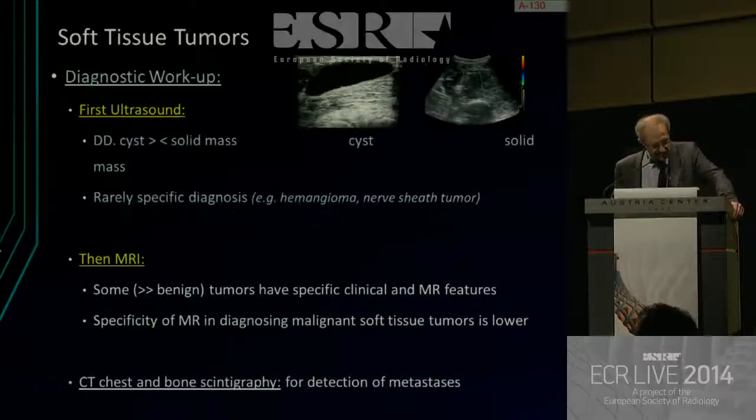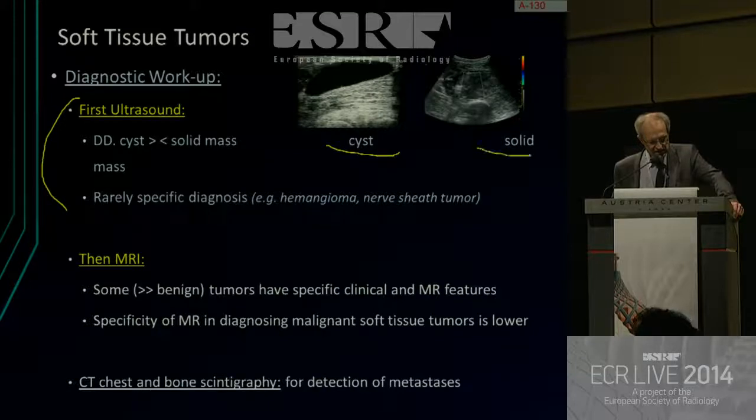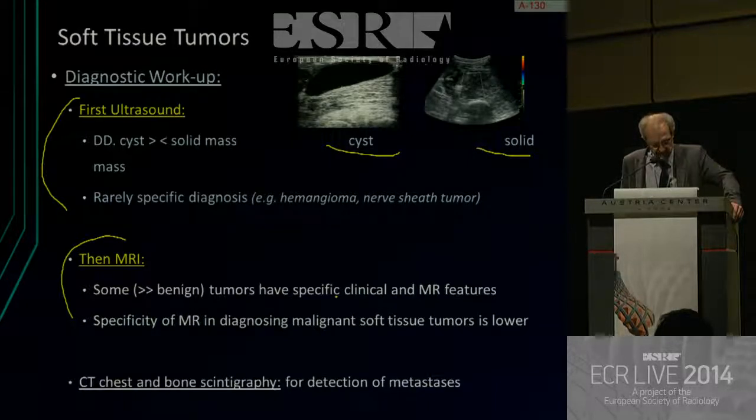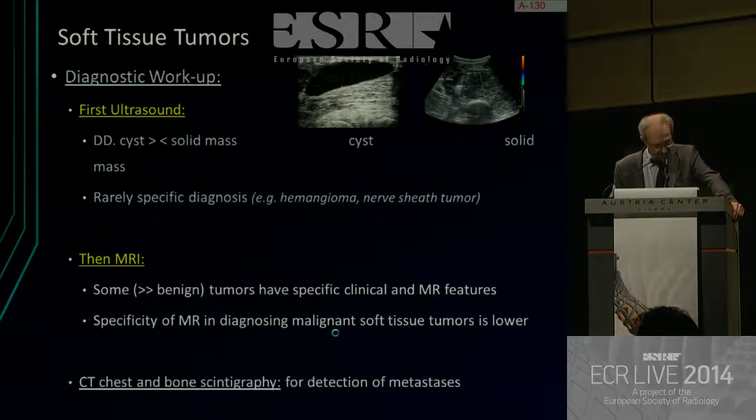Good. So first you do ultrasound. You can differentiate a cyst from a solid mass. Be careful with lipoma. And then you do MRI. And some tumors, mainly benign tumors, have specific signs, and you can give the diagnosis. Specificity for malignant soft tissues is lower. And when you have a malignant lesion, you will need CT and scintigraphy.